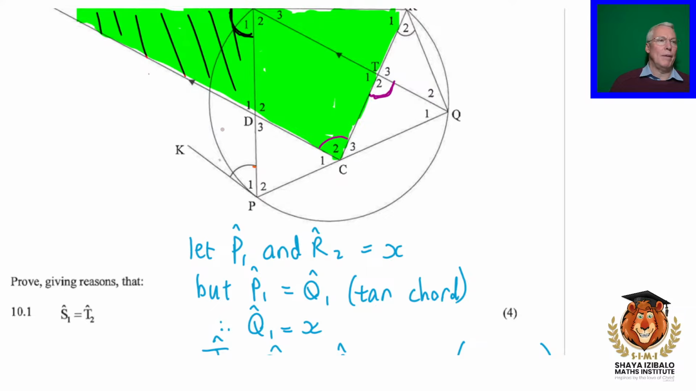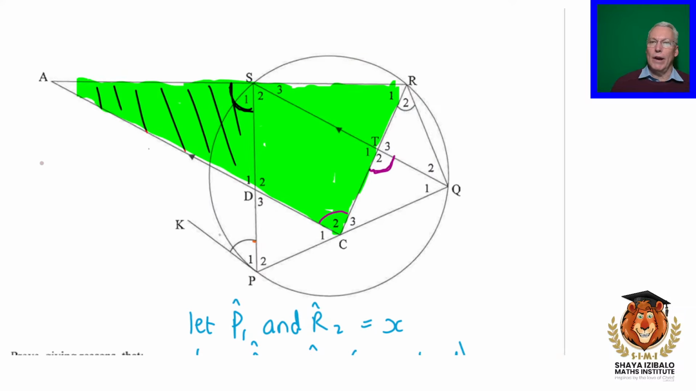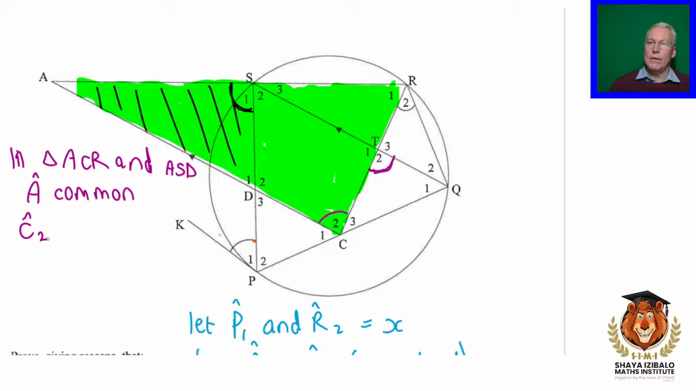I'm going to write it down. I'm actually going to scroll and write it over here. In these two triangles, triangle ACR and ASD, angle A is obviously common. We want to talk about angle C2 equals T2. Those are alternate angles with SQ parallel to AC.